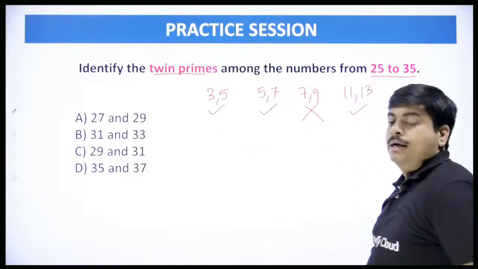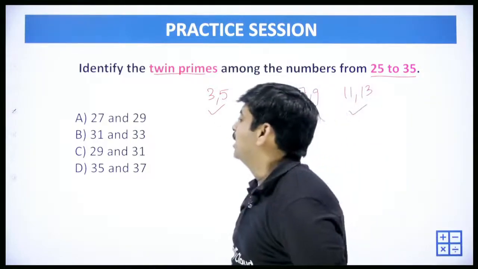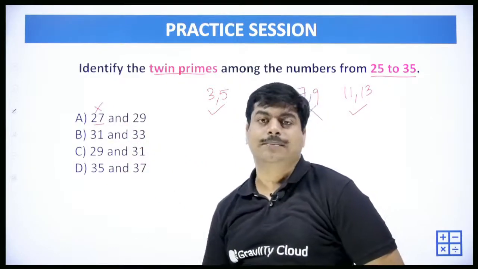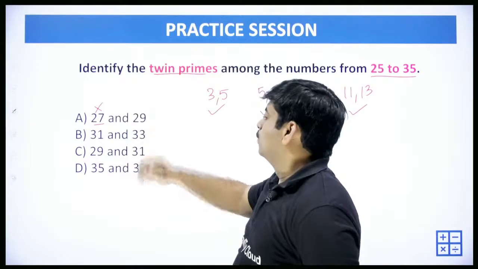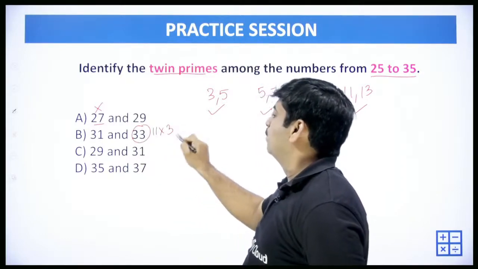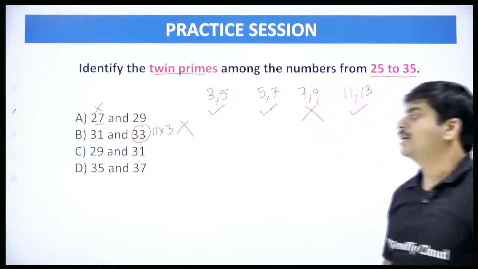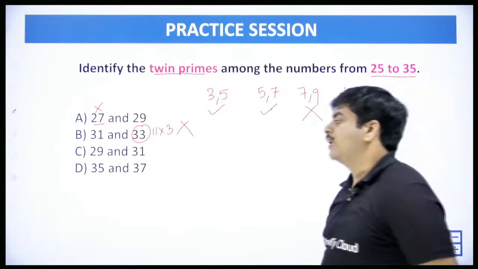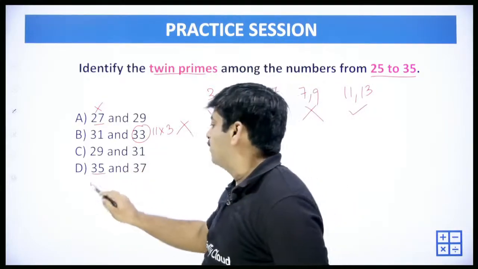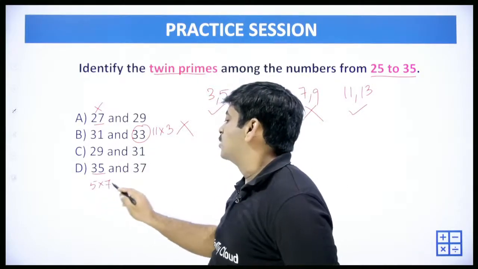So the first option is 27 and 29. 27 is not a prime number. It is 3 into 3 into 3, 9 into 3. So the first option is wrong. 33 is 11 into 3, so it is not a prime number. Next, 29 and 31, and 35 and 37. 35 is 5 into 7, so it is not a prime number.